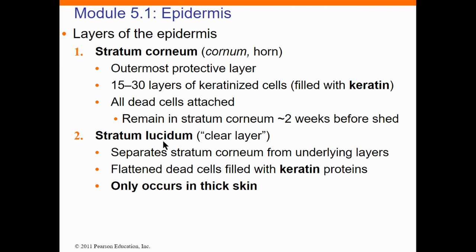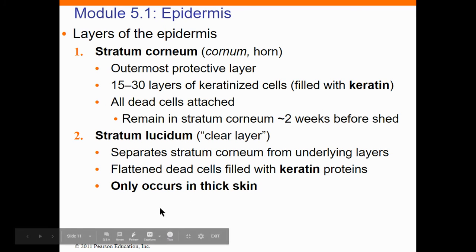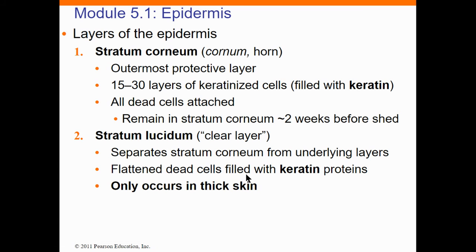The second layer, this is the one that's only in thick skin, is called the stratum lucidum. And so lucidum kind of means like lucid, like clear, seeing clearly. It separates the stratum corneum, the top most superficial layer, from the underlying layers. And the next one is stratum granulosum. So the stratum lucidum would be between the stratum corneum and the stratum granulosum, which will be on the next page. And they're flattened dead cells filled with keratin proteins.